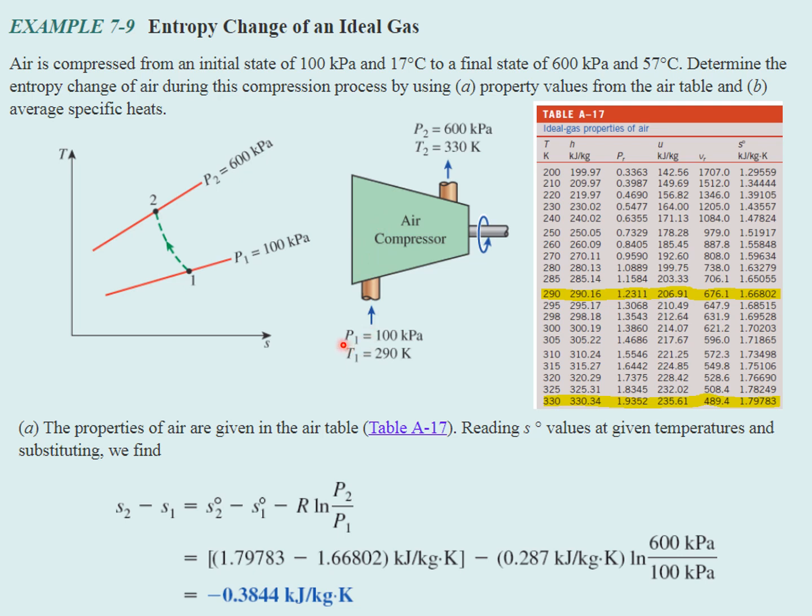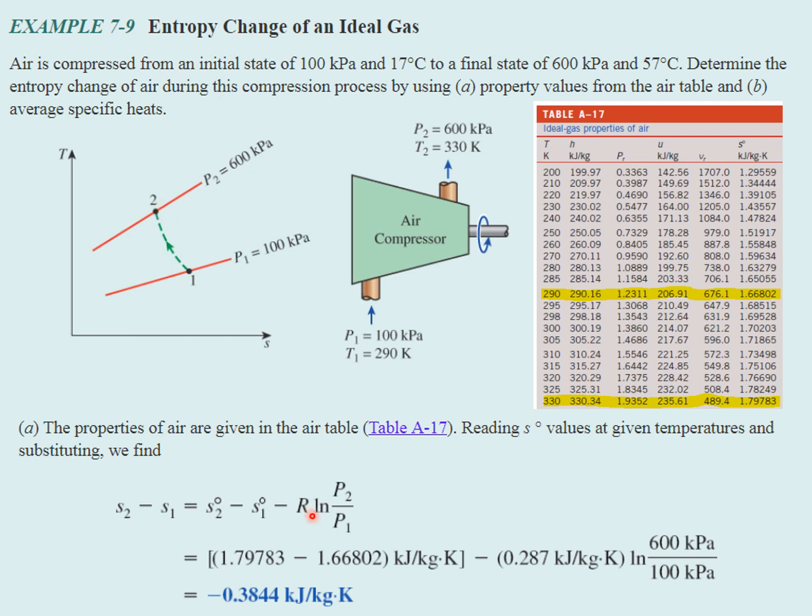Here shows the compressor. You have the pressure coming in at 100 kilopascals. The temperature is 290 Kelvin. Remember, you have to convert the 17 degrees C to Kelvin by adding 273. The compressor does work on it, and the air comes out at 600 kilopascals and 330 Kelvin. So remember, convert 57 degrees C, add 273, you get 330 Kelvin. This shows the process on a Ts diagram, state 1 and state 2.